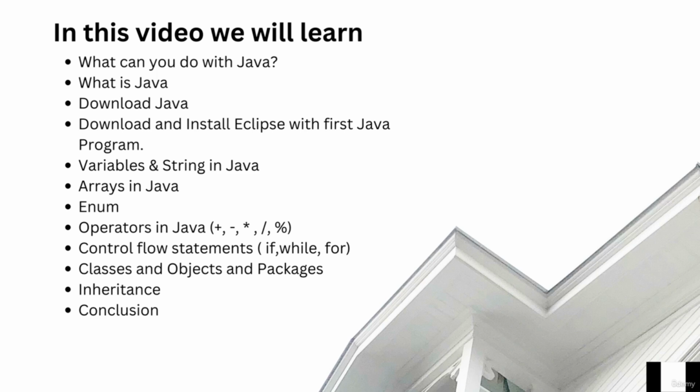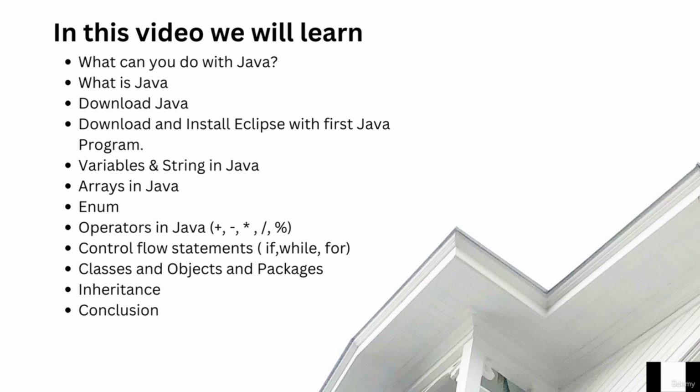In this video, we will be talking about what you can do with Java. What is Java? We will download Java. We will download and install Eclipse, which is an integrated development environment for writing code. After that, we will write a basic Hello World Java program. Then we will talk about variables, strings, arrays, and operators in Java. We will write code to implement all of these.